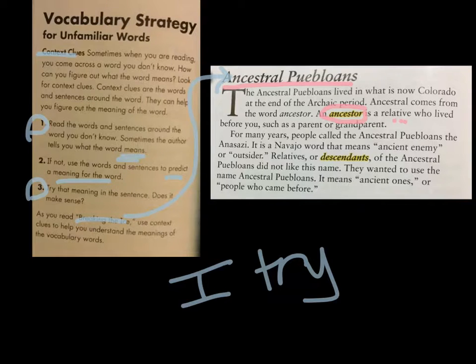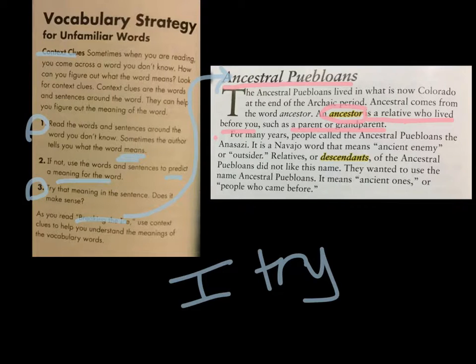Wait a minute, I think I have an example here. It says such as a parent or grandparent. That's an example of an ancestor. Ancestor is a relative who lived before you. I think it kind of just tells me the meaning right there. So ancestor is a relative who lived before me. An example of that would be a parent or grandparent. All right, I think I have filled that gap.